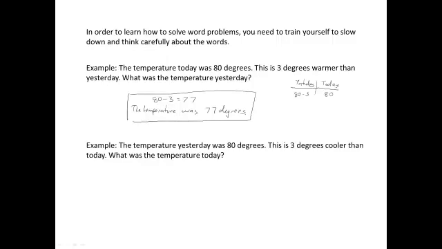Example, the temperature yesterday was 80 degrees. This is 3 degrees cooler than today. What was the temperature today? So again, we need to organize the information. Yesterday, today, and then we know that yesterday was 80 degrees. Yesterday's temperature was cooler than today's temperature. That means today's temperature went up by 3 degrees. 80 plus 3 is 83. The temperature today was 83 degrees.